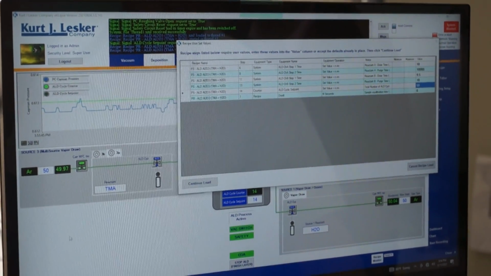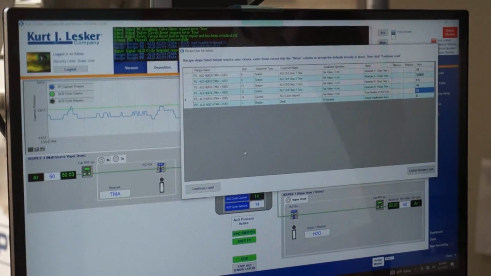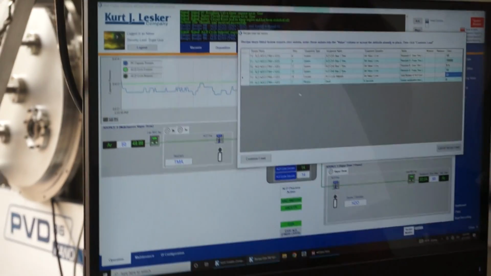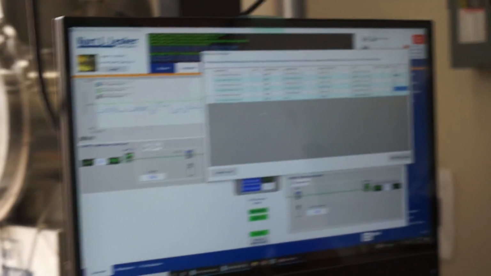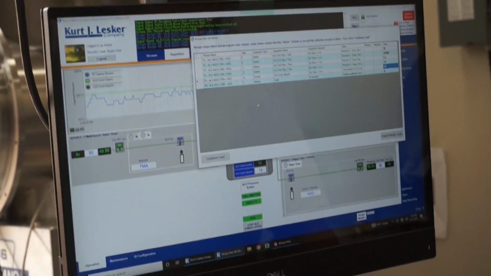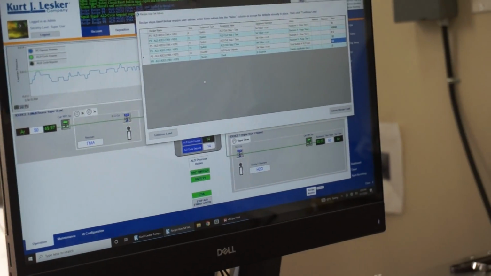So are you trying to use the same recipe now to condition the TMA? I'm just doing the same recipe. Right. So I'm actually using a sub recipe from this. After we get conditioning, this is what the rest of the day looks like.